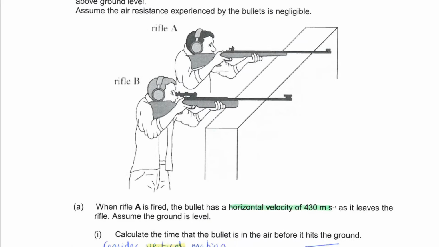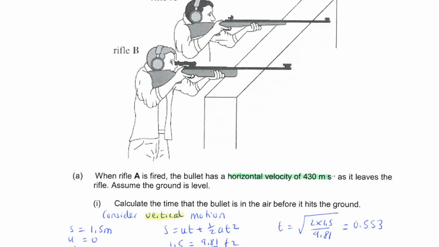Part A. When the rifle A is fired, the bullet has a horizontal velocity of 430 metres per second as it leaves the rifle. We're asked to find the time that the bullet is in the air before it hits the ground. To do this, we consider vertical motion.